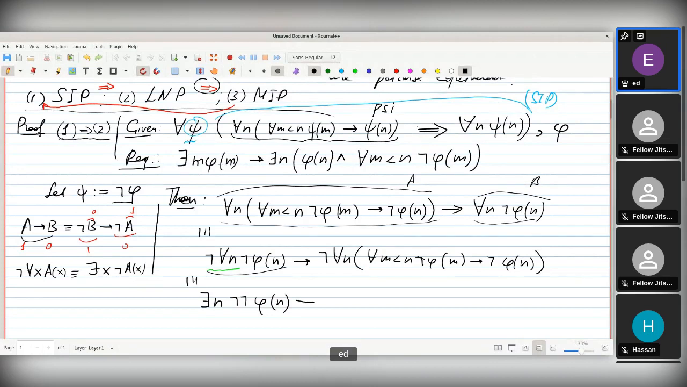Okay, let's do it a little bit later. But what do we have here? There exists n such that our implication, here we have an implication, our implication is not true. Do you agree so far?